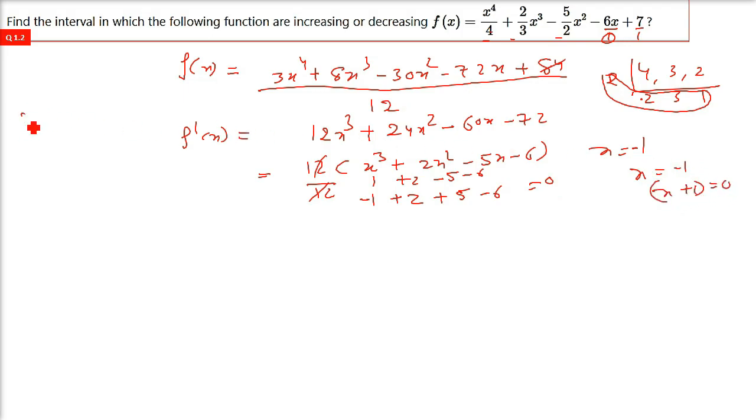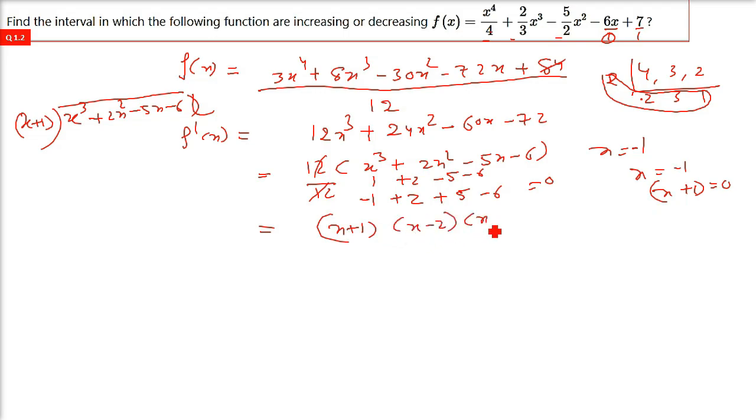Now you have to divide by x plus 1. You have to take the actual function, that is the differentiated function, which is x cube plus 2x square minus 5x minus 6, and divide it by x plus 1 because we are interested in that function only. So the factors will come like this. I'm not going to solve that division part. You can do it by yourself. x minus 2 and x plus 3 will be the factors.